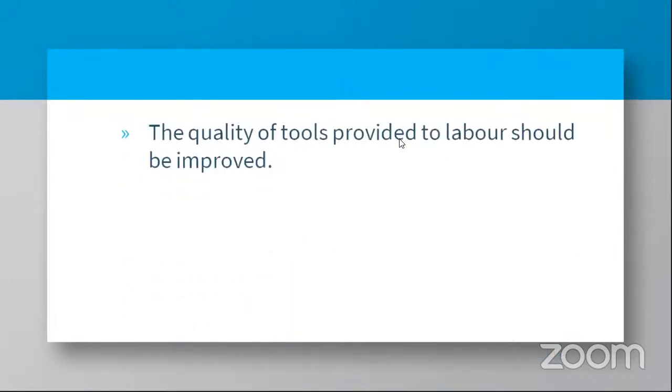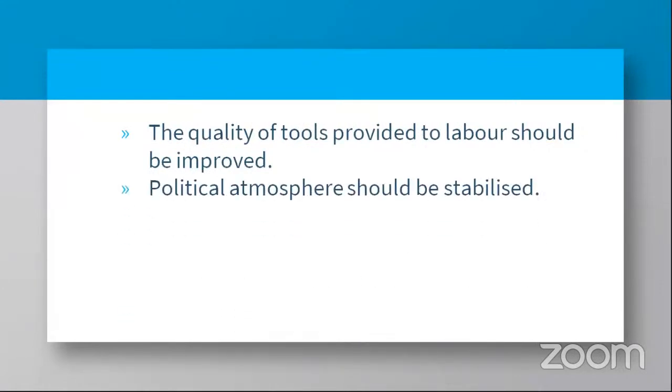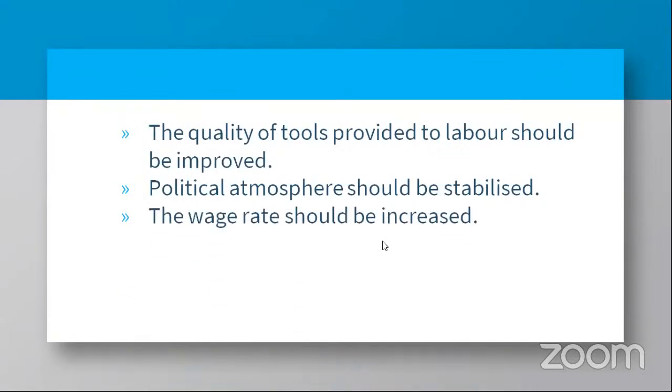The quality of tools provided to labor should also be improved. You can see the quality of tools. The tools that are to supplement labor must also be provided, and the quality must be good. So once the quality is good, then the additional output will also be high, just in case we have employed an additional unit of labor. Now, political atmosphere, I think this is a repetition. We have seen this one already.